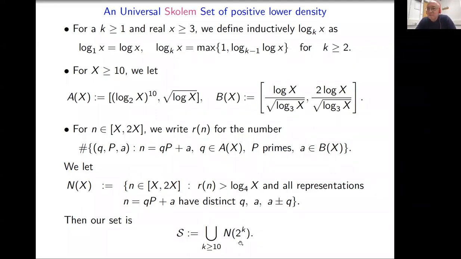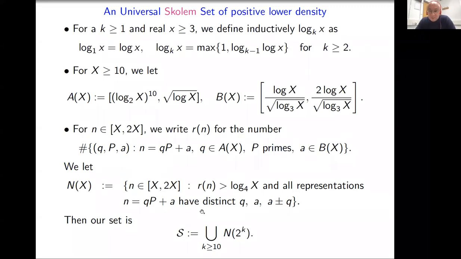And why is this of positive density? This is of positive density because you can use Cauchy-Schwarz. So you use Cauchy-Schwarz and you compute the sum of the number of representations of n in this way, and you get some obvious upper bound. And then you compute the second moment, which is the sum of R n squared. And then it's like doing twin primes. You're counting qp plus a equal q prime p prime plus a prime. And this is an upper bound sieve, which is not very hard. And you do Cauchy-Schwarz and you get a positive proportion of them.